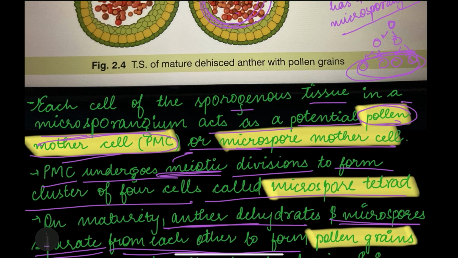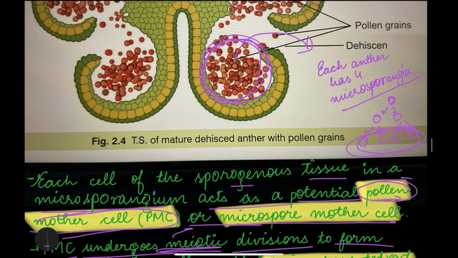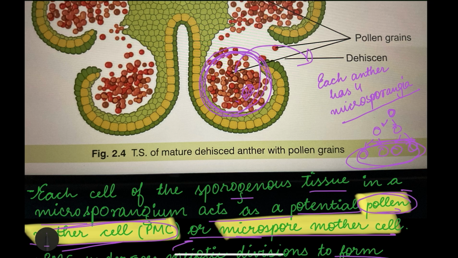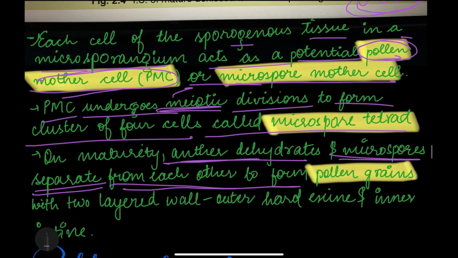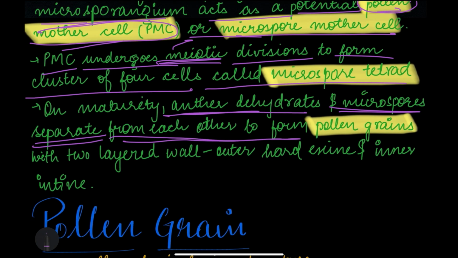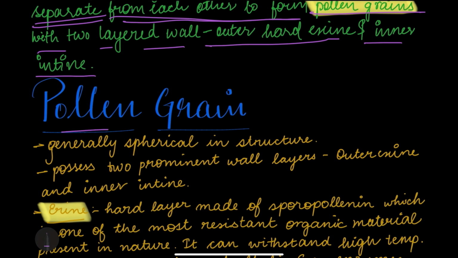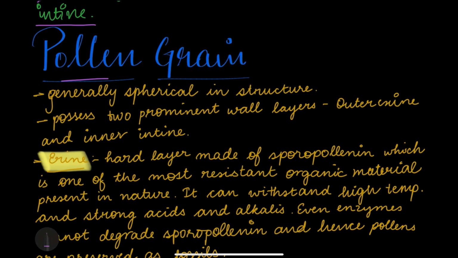Now, when the anther gets mature and dehydrated, these earlier they were together. You can see in this diagram they are placed close to each other. When anther gets dehydrated, then these microspores separate from each other to form the pollen grains, with a two-layered wall, the outer hard exine and the inner intine. Okay, pollen grain. Now let's see what is a pollen grain, its structure, function, and everything.